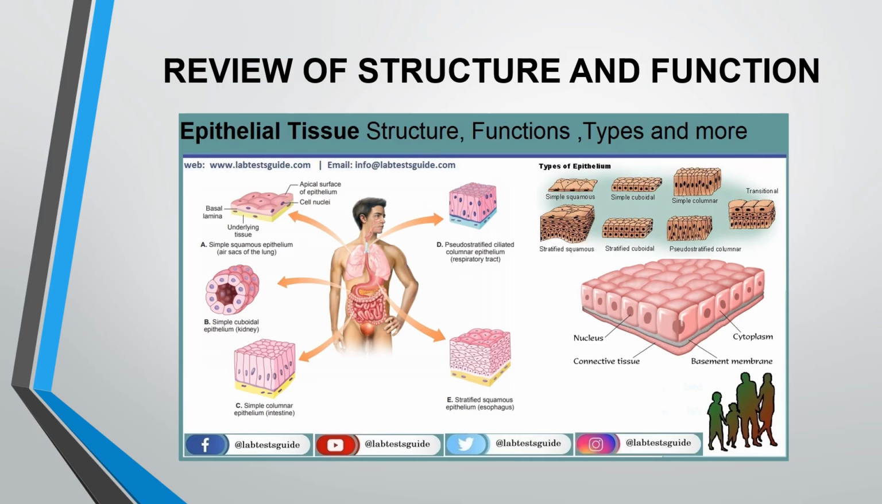Zoom in on epithelial tissue because this one shows up everywhere, and it's a frequent victim of injury. Epithelia are all about protection, absorption, secretion, filtration, and sensation, which means they're constantly exposed to stress, like chemicals, friction, pathogens, you name it. A few key features to remember: epithelial cells are tightly packed, they sit on a basement membrane, and they do not have their own blood supply.